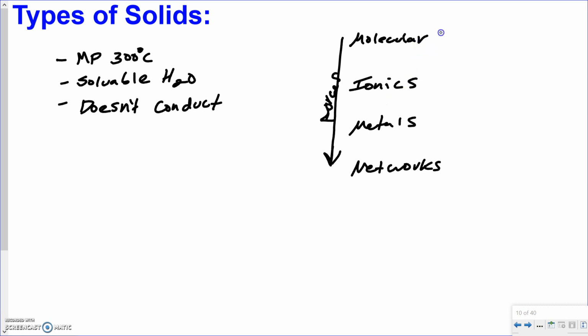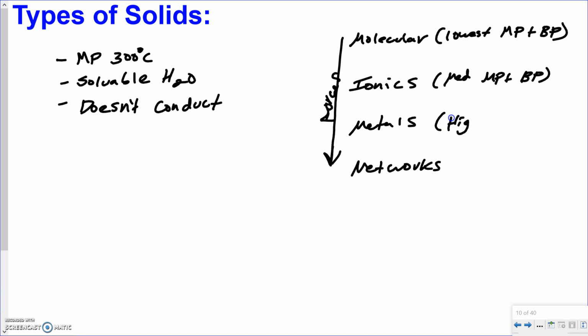Molecular are our weakest, so they have our lowest melting point and boiling point. We have our ionics, which are kind of a medium melting point, low boiling point. We have our metals, which are higher, I'm just going to say higher, not highest, melting point and boiling point. And then, of course, we have our networks, which are our highest melting point and boiling point.